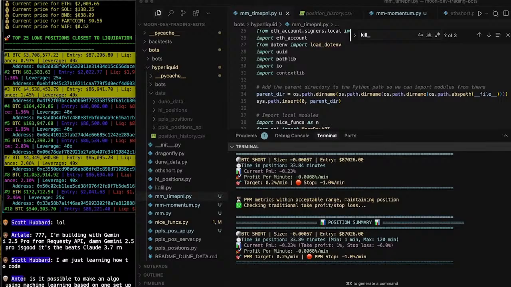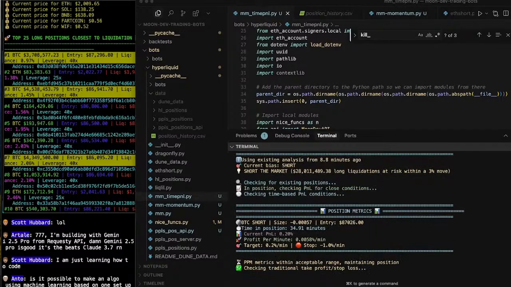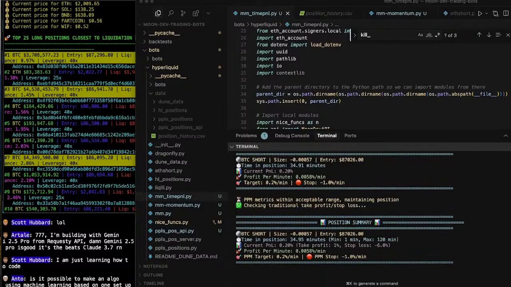Push and pull, baby. Push and pull. So let's go look at it.